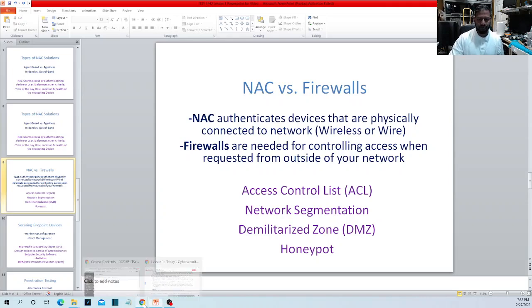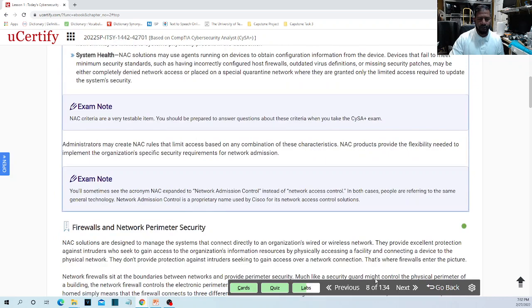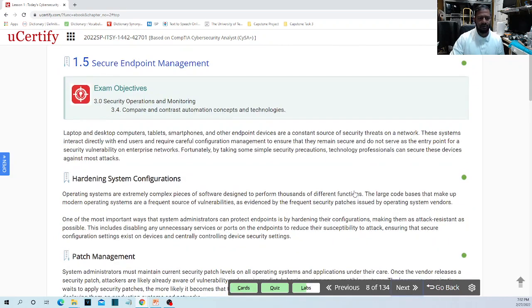Okay. Now let's look at our page here. Maybe next.